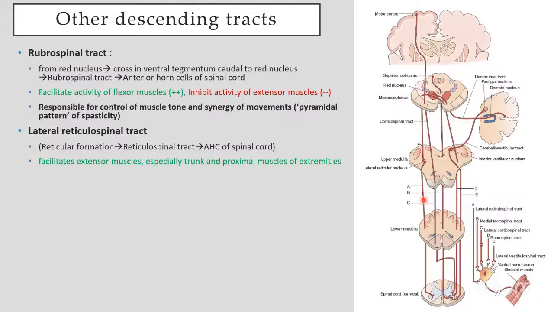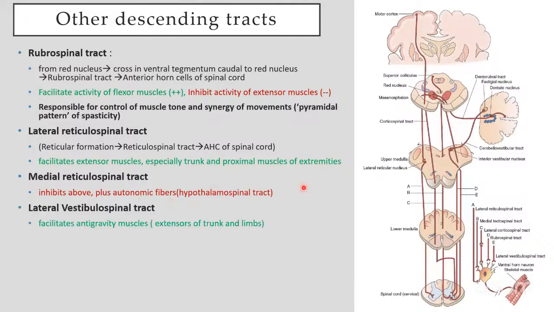The lateral reticulospinal tract arises from the reticular formation, and it continues as the reticulospinal tract and terminates in the anterior horn cells of the spinal cord. This facilitates extensor muscle tone, especially of the trunk and the proximal muscles of the extremities. The medial reticulospinal tract inhibits the above muscles, that is the extensor muscles of the trunk and proximal muscles of extremities, and it also inhibits the autonomic fibers.